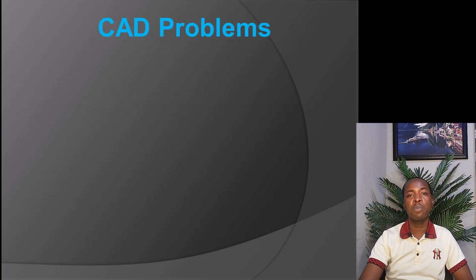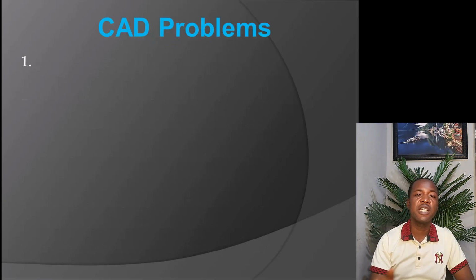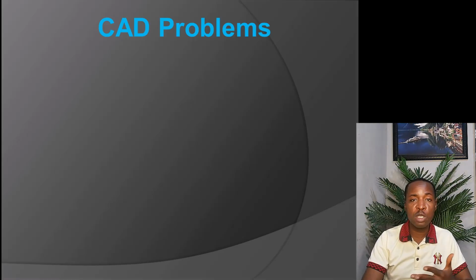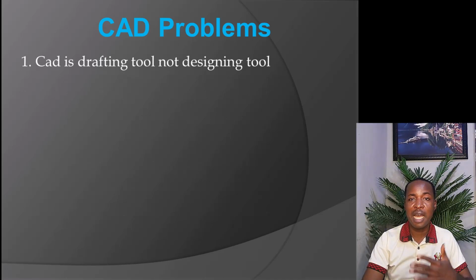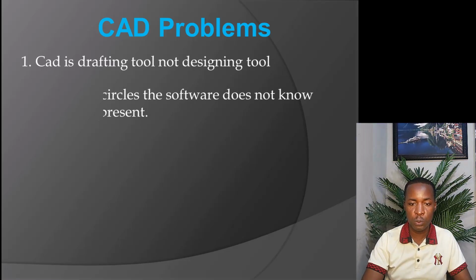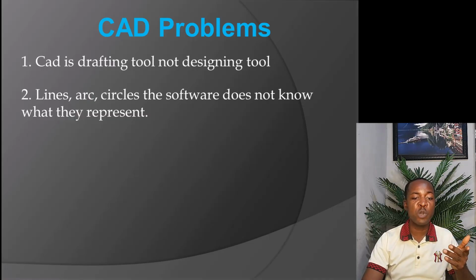Let's look at the problem with CAD. The first problem of CAD is that it creates just dummy objects like lines that are not related to each other. The software itself doesn't know the connection between those lines. So CAD is not a designing tool, rather it is a drafting tool. We produce lines, arcs, circles. The software does not know what they represent.